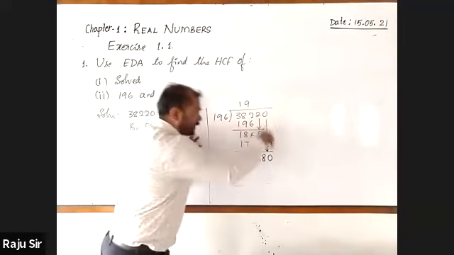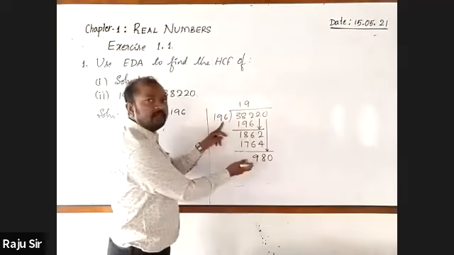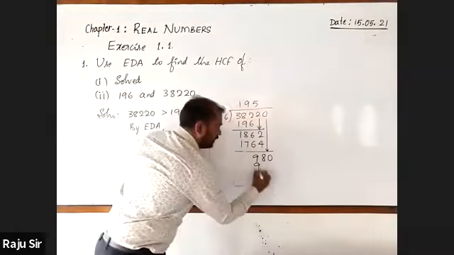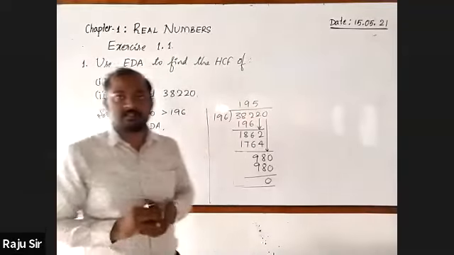Now, carry down 0, 980. See, 196 tens are 1,960. Half of that is 980. Hence we can write 5, and 980 minus 980 is 0. Hope that you have understood this.